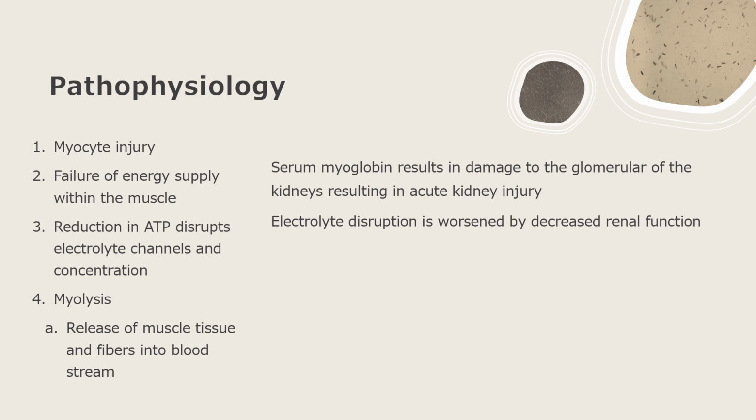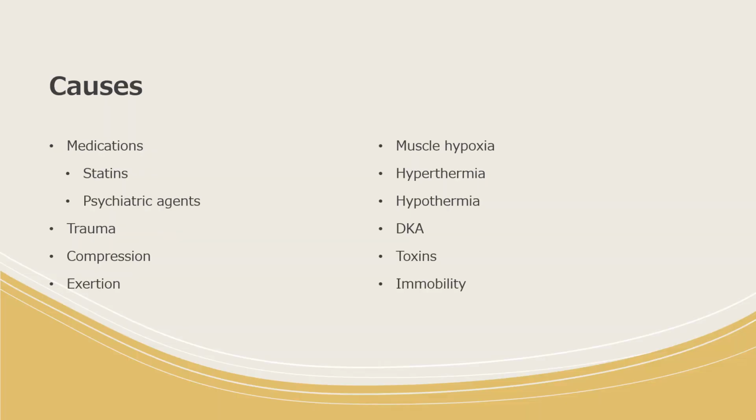Myolysis is the breakdown of muscle tissue and muscle fibers into our bloodstream. And this myolysis is what's going to cause the acute kidney injury that we are going to see. We have damage to the glomeruli of our kidneys, resulting in acute kidney injury, and then electrolyte disruption, again from the changes in our ATP production within the muscles, as well as decreased renal function.